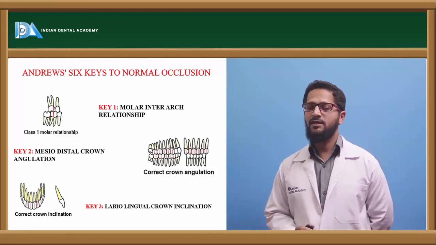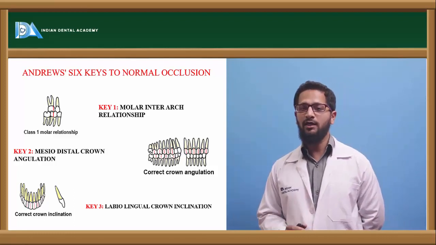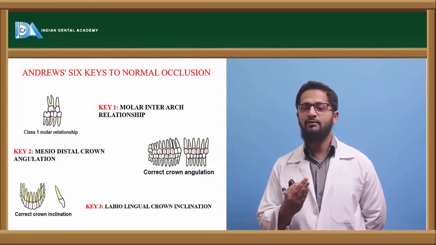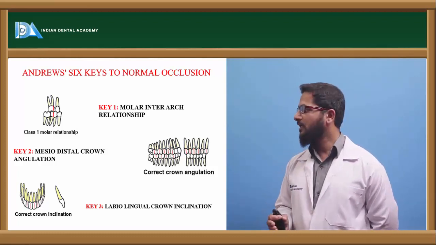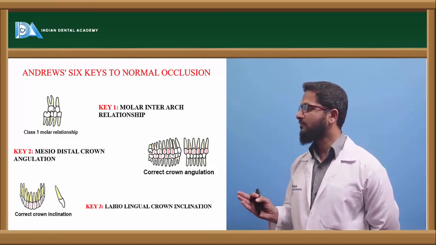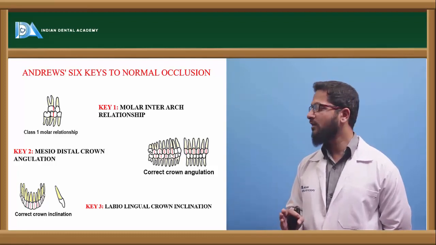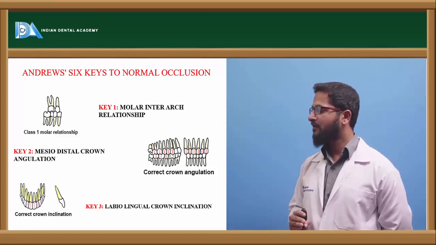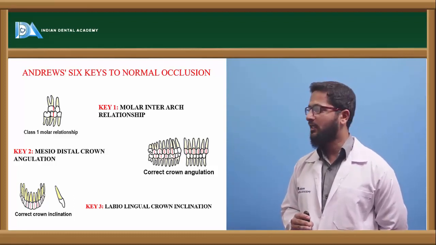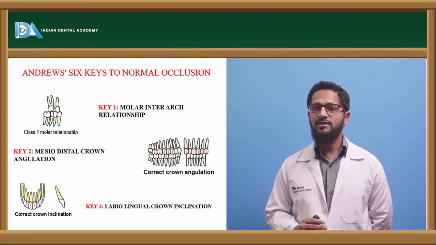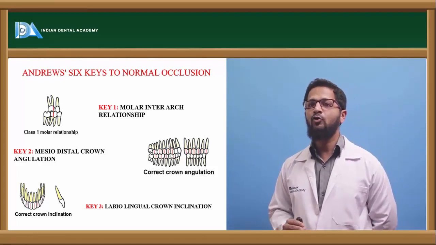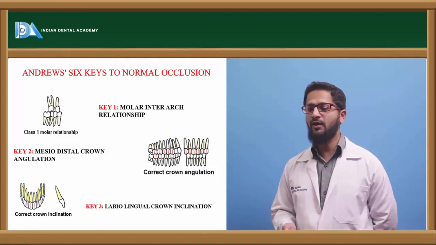The third key is labiolingual crown inclination. This key states that all upper central incisors usually have a positive crown inclination. As we can see in the diagram, inclination is said to be positive when the crown is positioned labially and the root is positioned palatally. This is called positive crown inclination. All lower incisors usually show negative crown inclination, whereas upper and lower posteriors also show negative crown inclination.